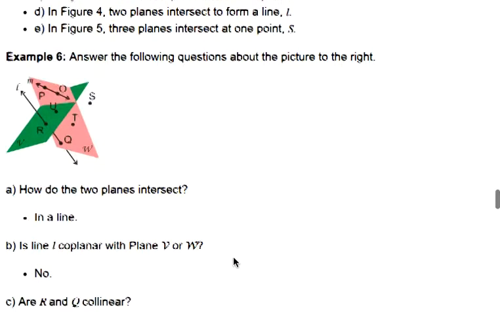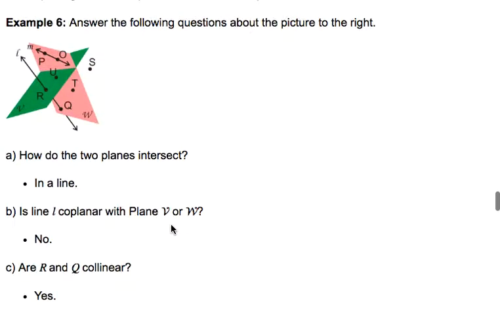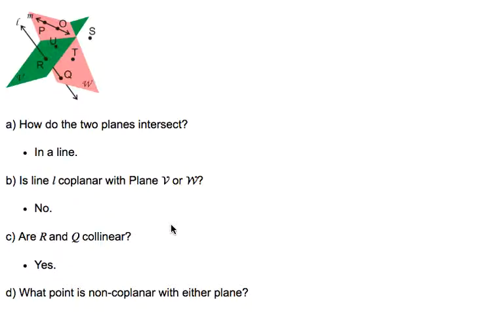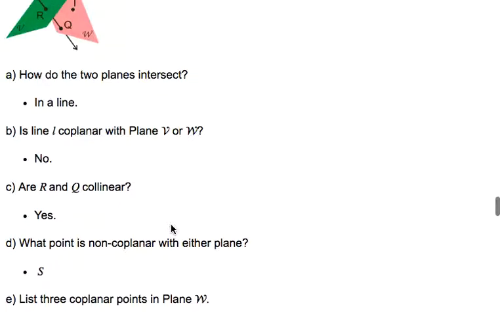Continuing on. Are R and Q collinear? Well, I can see right now line L includes R and Q, but even if that weren't drawn into the diagram, I know that it would be true because any 2 points have to be collinear, so yes. Continuing on, what point is non-coplanar with either plane? Okay, so I'm looking for a point that doesn't sit on either the green plane or the pink plane. Well, that's S. Okay, last but not least, list 3 coplanar points in plane W.